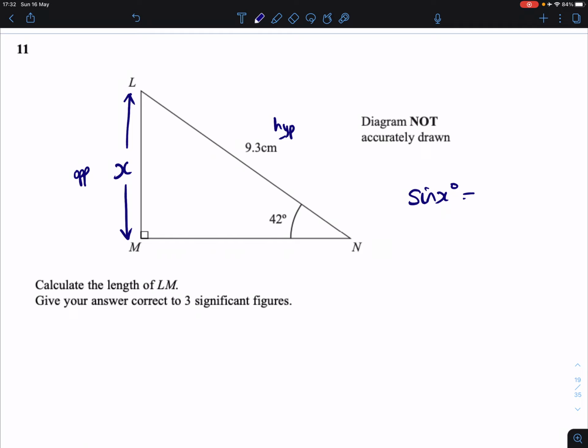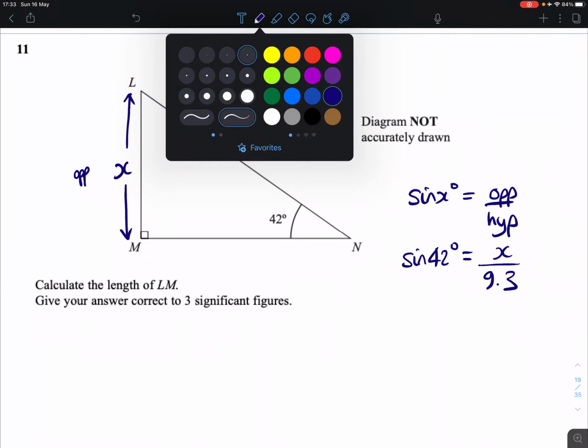sine ratio. Quote it, sine x equals opposite over hypotenuse. Substitute in the values we've got, sine of our angle's 42, opposite we've labelled x, and hypotenuse is 9.3, and then rearrange that equation in order to figure out what x is.